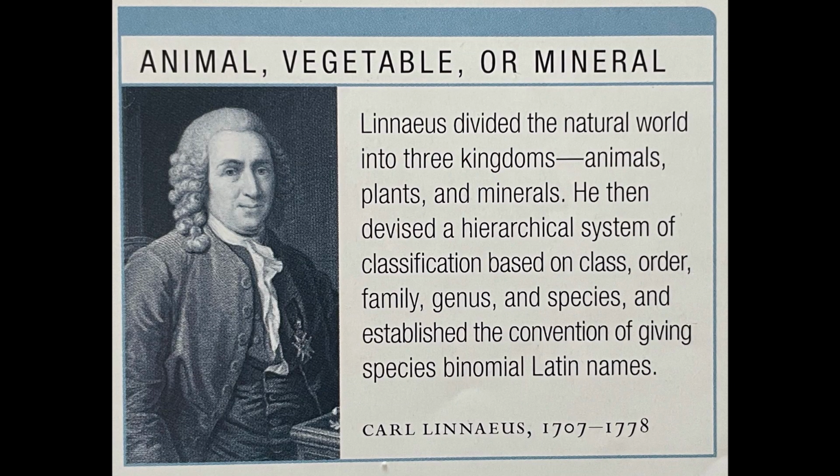And Linnaeus, this is the third section, it's called animal, vegetable, or mineral. Linnaeus divided the natural world into three kingdoms: animals, plants, and minerals. He then devised a hierarchical system of classification based on class, order, family, genus, and species, so the one that we use today, and established the convention of giving species binomial Latin names. So binomial nomenclature is credited to Karl Linnaeus. He died in 1778.